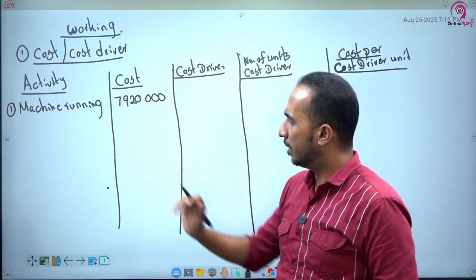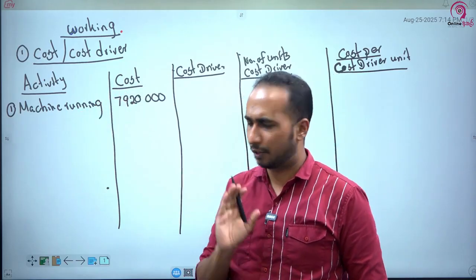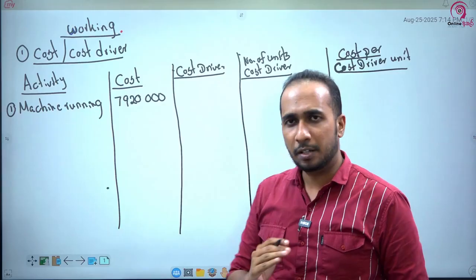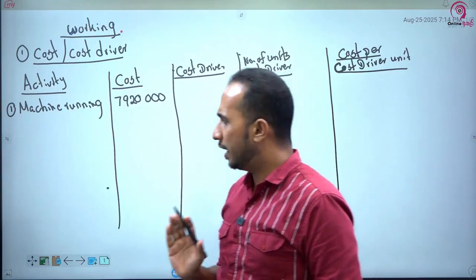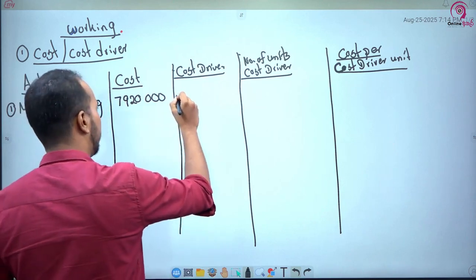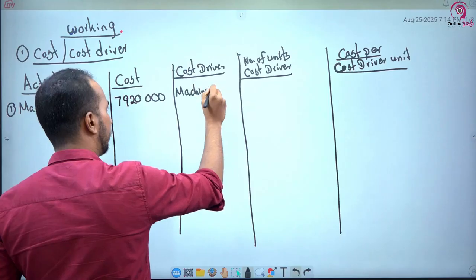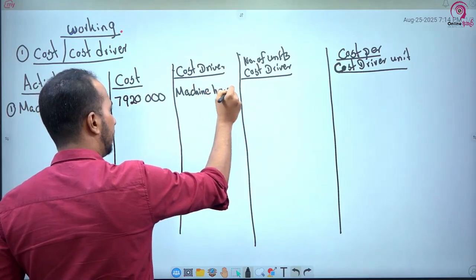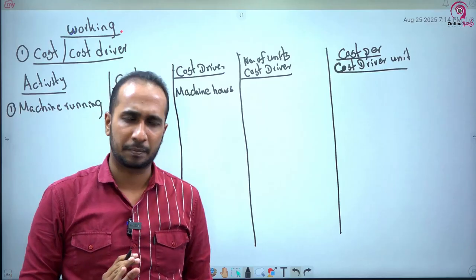In activity based costing, we always recognize the cost relevant to the activity. Then we have to identify the cost driver, which we have already identified. For machine running, we have already recognized the cost driver. What is that? It is machine hours. We have already recognized that.